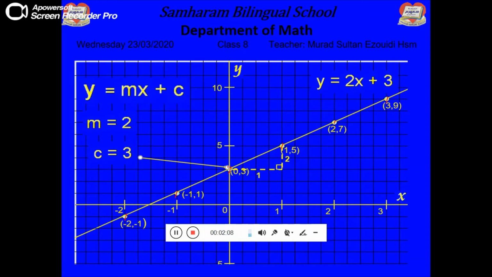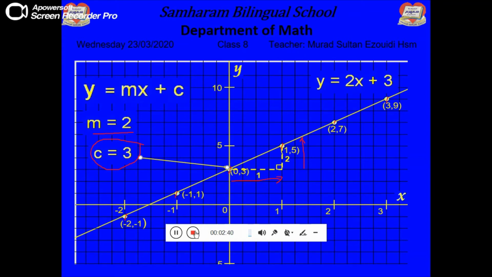Okay, to draw the graph of this line. Then this is c, my kids, the y-intercept. And here the gradient is equal to 2, because if you see here, how many units here? This is 1 unit, and this one is 2 units. So the gradient is y change divided by the x change, so it will be 2 divided by 1, which is 2.